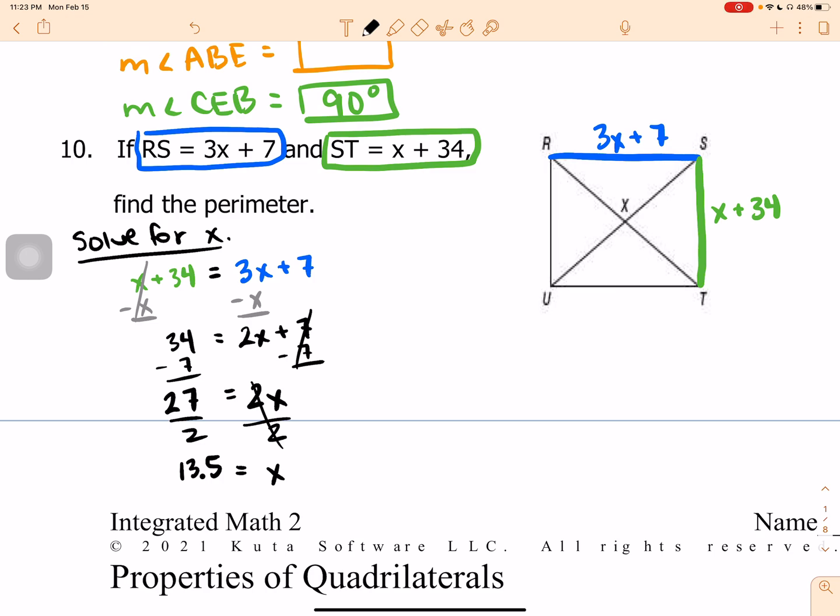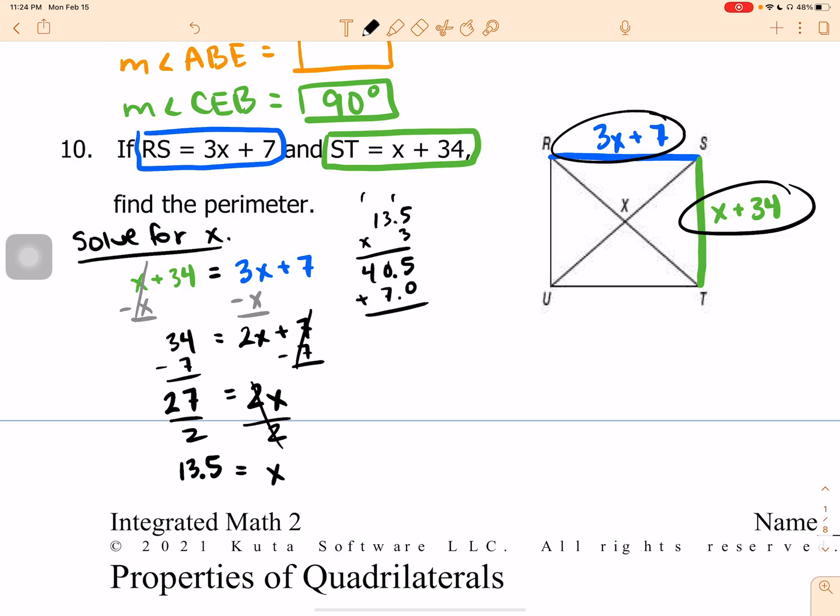So now that we know x, we can plug it into either of these. It doesn't really matter because they should be equal no matter what, right? So even if I did 13.5 times 3, I get 40.5 plus 7. Careful with that decimal placement.